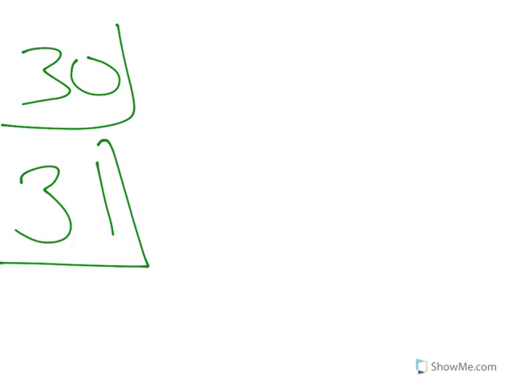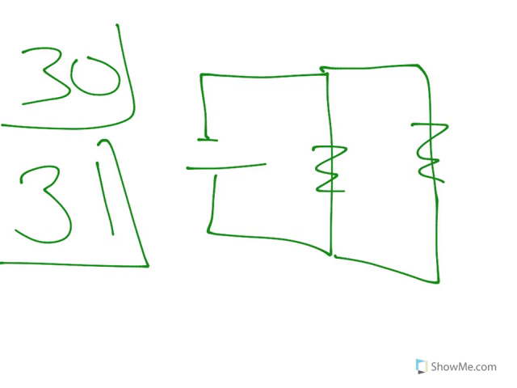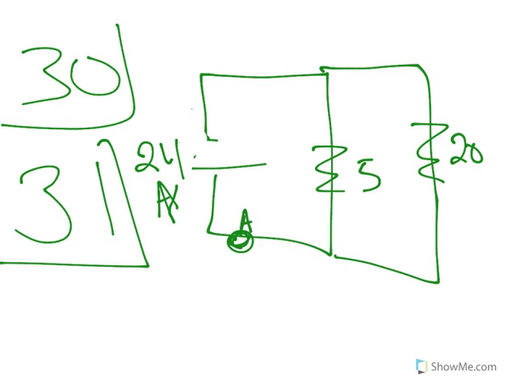31. Last one. Looks like this. This is the drawing you should get. You should have 2 resistors, one 20 ohms, one 5 ohms. The voltage is 24 volts, and it's got an ammeter right here. So that's where the ammeter is.